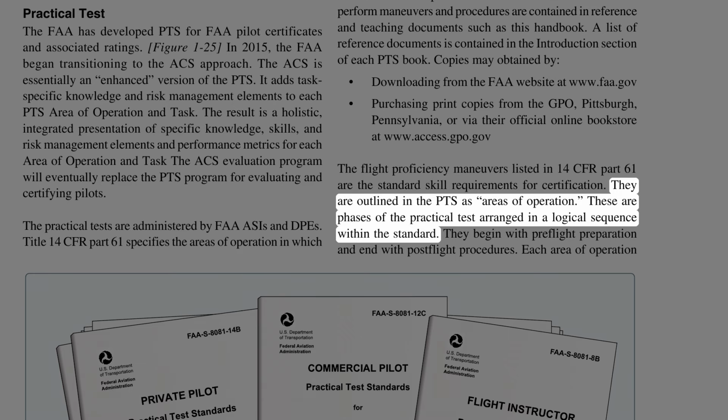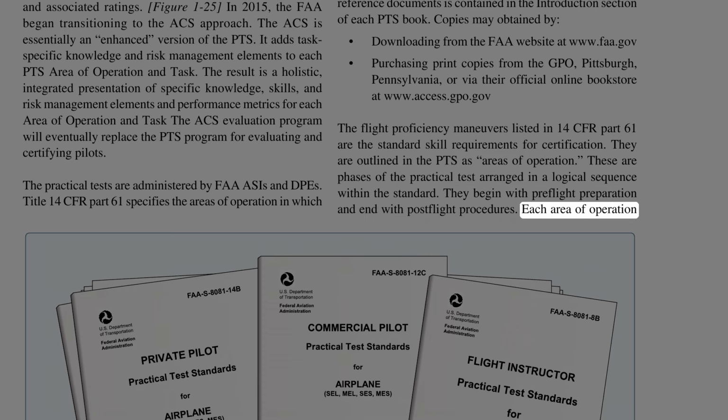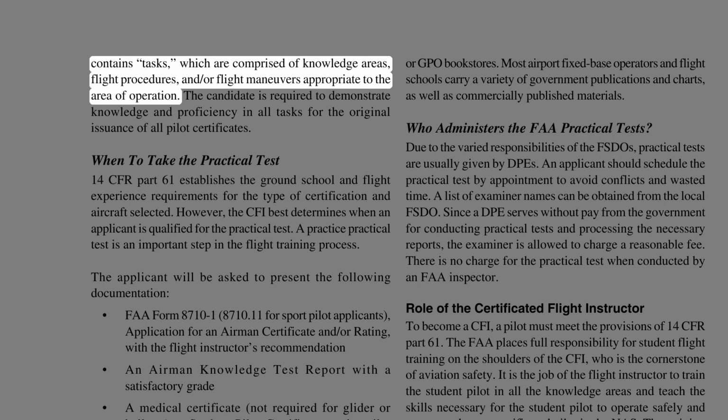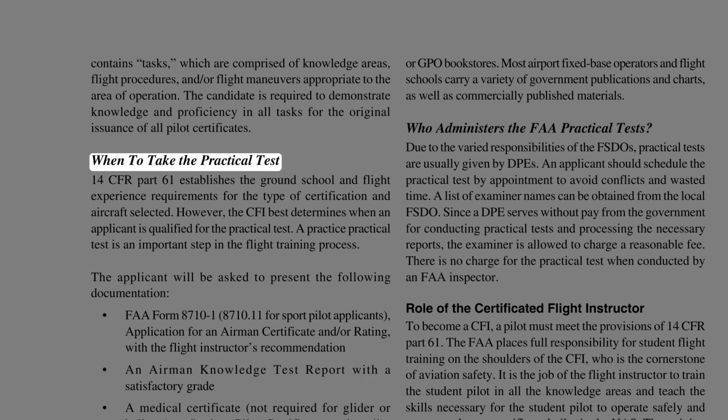They are outlined in the PTS as areas of operation. These are phases of the practical test arranged in a logical sequence within the standard. They begin with pre-flight preparation and end with post-flight procedures. Each area of operation contains tasks, which are comprised of knowledge areas, flight procedures, and/or flight maneuvers appropriate to the area of operation. The candidate is required to demonstrate knowledge and proficiency in all tasks for the original issuance of all pilot certificates.